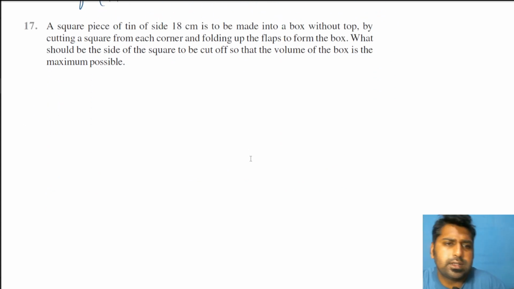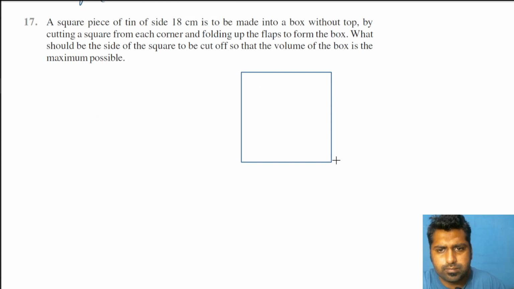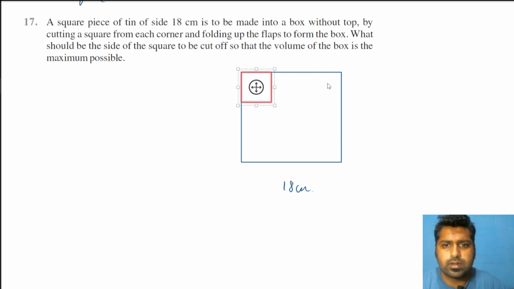Let's see. He's saying there's a square. All right, let's take a square. He's saying 18 centimeter, so fine, 18 centimeter, and it is made into a box without top, by cutting a square from each corner, means from each corner you are again cutting a square. Okay, let's take a square here.